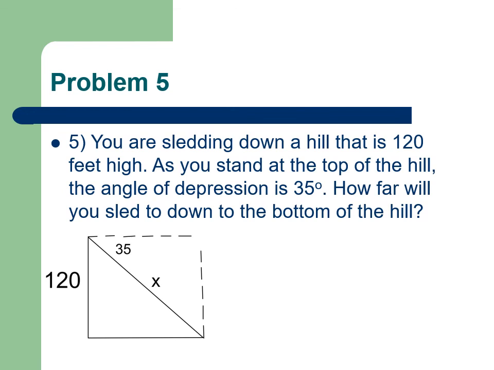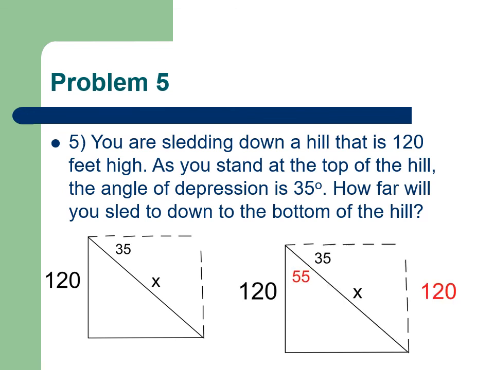Now, another way you could think about this, let me show you a different way you could have drawn it. You either could think of the 120 feet as being over there on the right, or you could take the complement of 35 and treat it as 55, which would be inside the triangle. Either way, it doesn't really matter. It's going to get you the right answer as long as you use the right trig function. This is just giving you some different options for how you look at it and which trig function you're going to use.